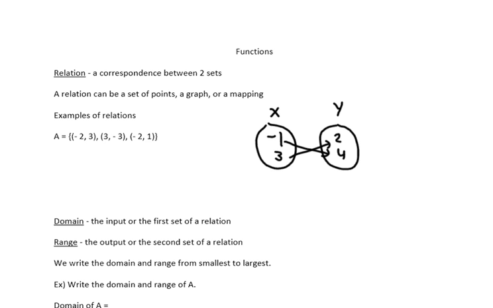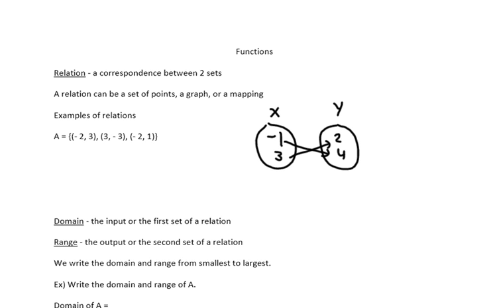Examples of relations, writing them as a set of ordered pairs. Or, on the right-hand side is what is called a mapping. Notice with the mapping, -1 is mapping to 4, follow the arrow, and 3 is mapping to 2. The domain is the input or the first set of a relation, and the range is the output or the second set of a relation.